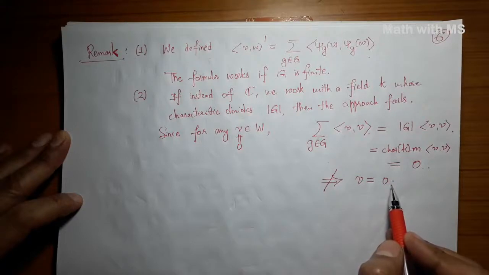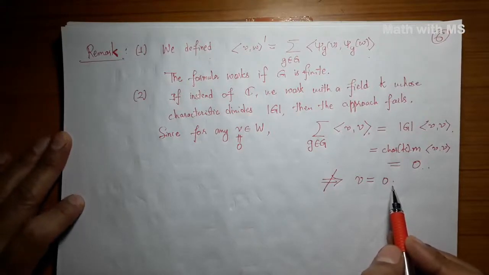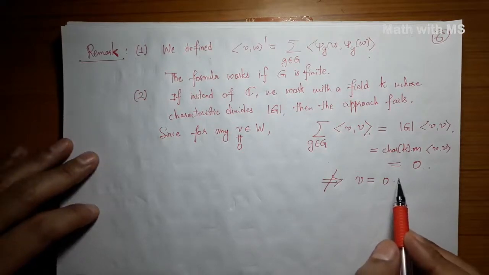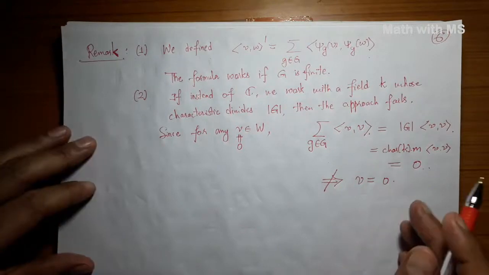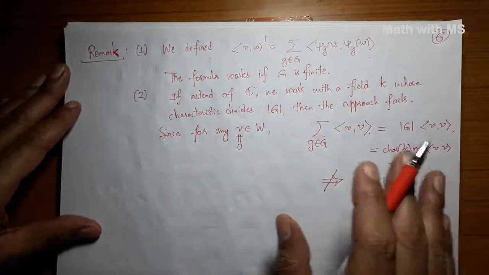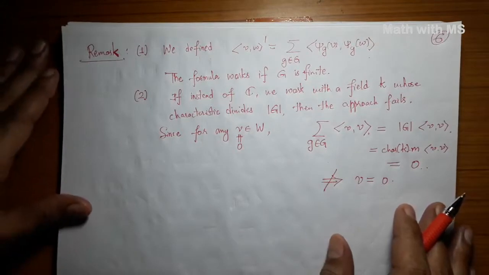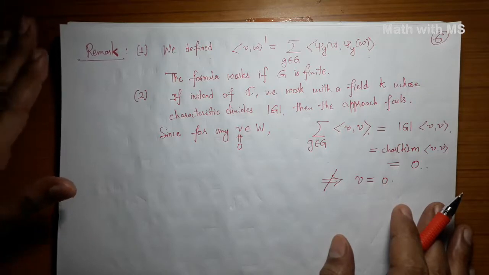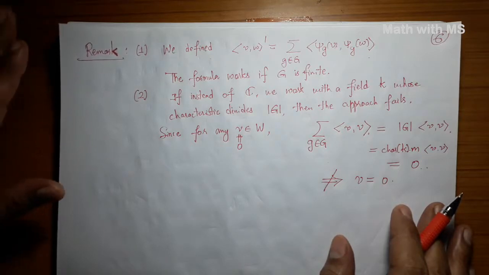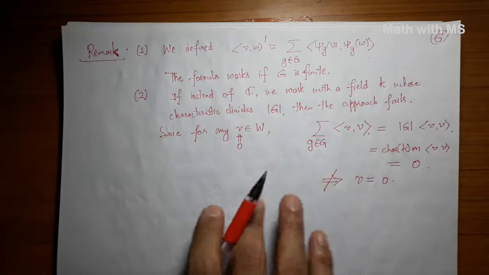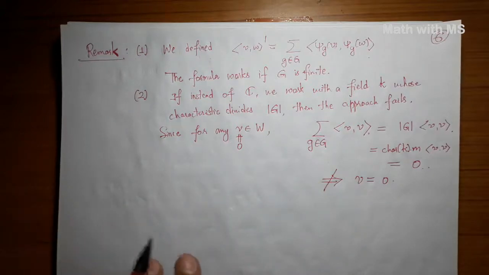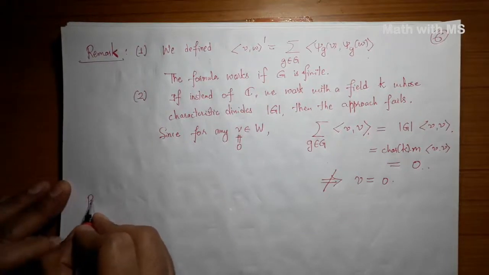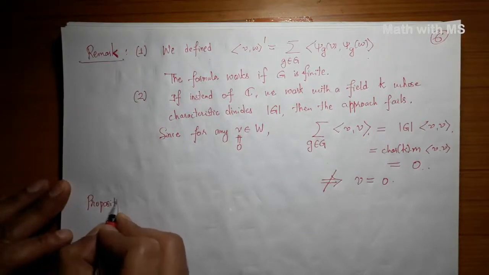So the approach will fail if the characteristic of the field divides the order of the group G, and if the characteristic does not divide the order of the group G, the same approach works. So you can generalize this result to an arbitrary field whose characteristic does not divide the order of the group G, when the group is finite. This is just a side remark. All right, having done this, we can have some consequence of this. Let me write it as a proposition.